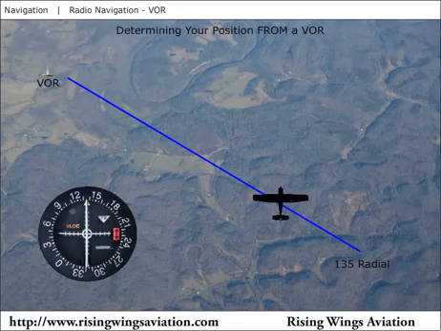One thing that can be very confusing when learning VOR navigation is that the radial you are on has nothing to do with your heading. You could be on a 135 radial and headed north, south, or any direction.